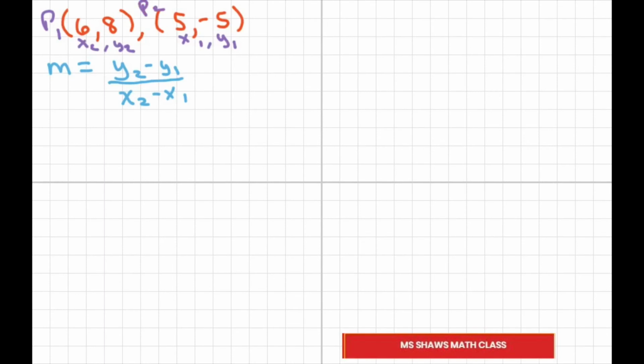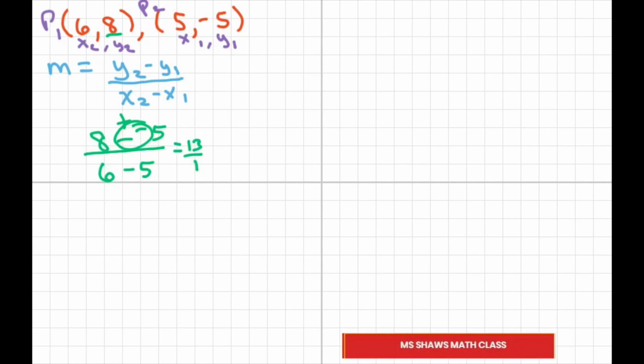And you just plug it in the formula here. So y2 is 8 minus, and y1 is negative 5. And then our x2 is 6 minus 5. So that gives us two negatives here make a positive. So you get 13 over 1. And that's your slope.